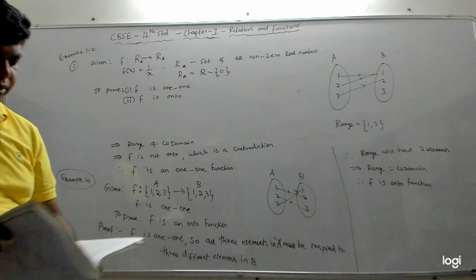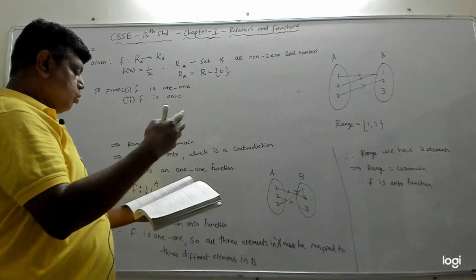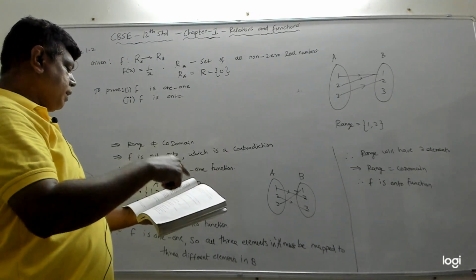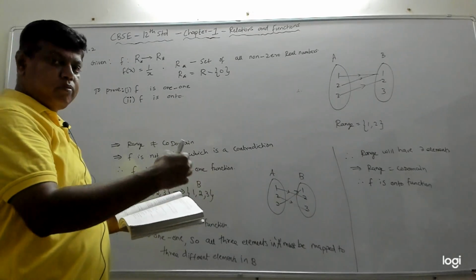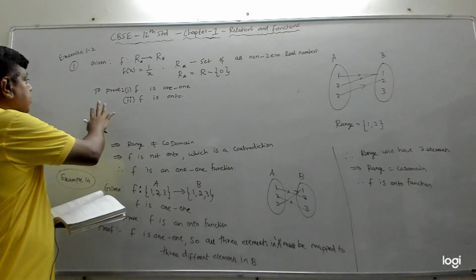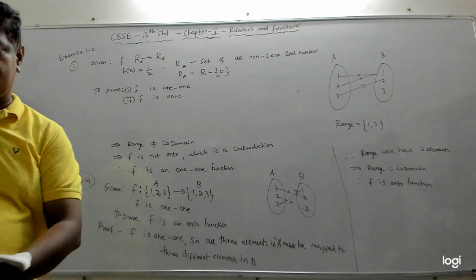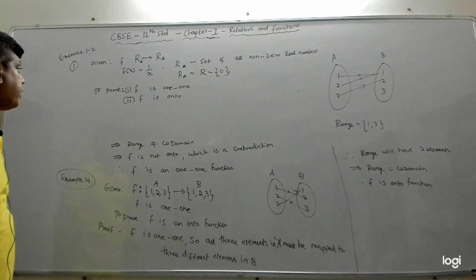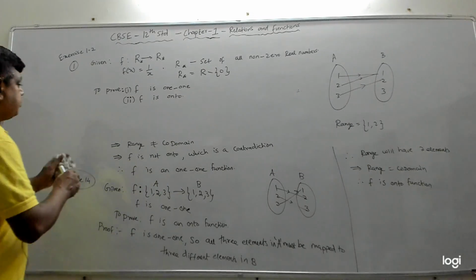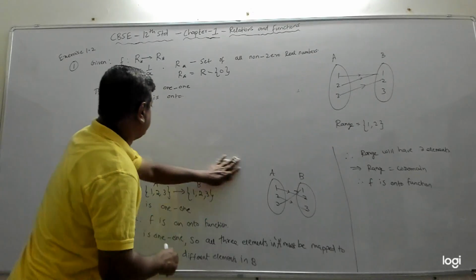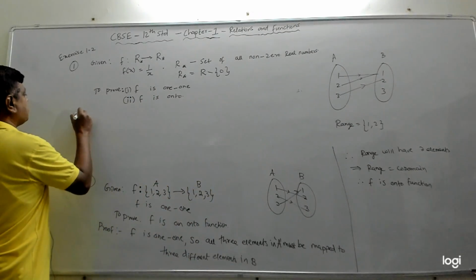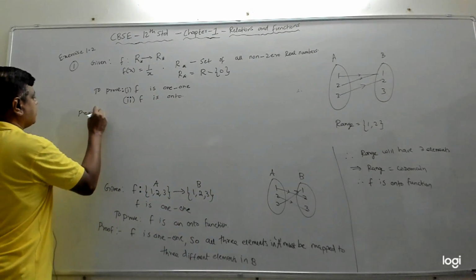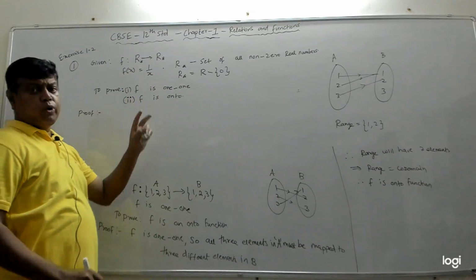And the second part is: is the result true if the domain R is replaced by N with the codomain being the same? That we'll do in the second part. We will do the first part first. So the proof is that we have to show that it is 1 to 1.